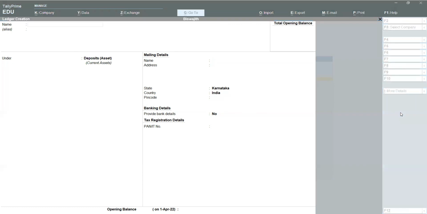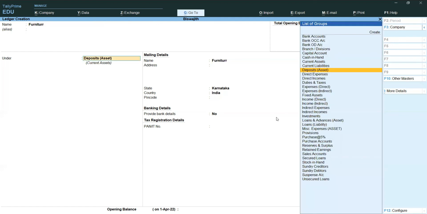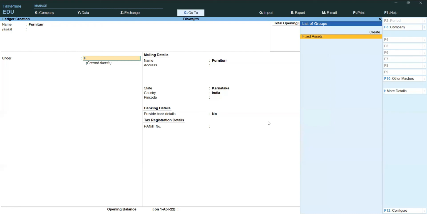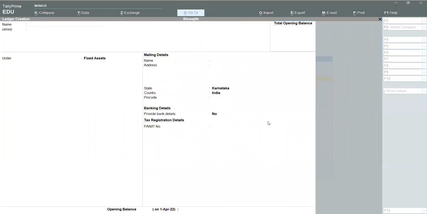Next example, we have purchased office furniture by cash. Office furniture we are purchasing, so it comes under fixed asset. Office furniture comes under fixed asset, a long term asset. This is fixed asset. Enter, save it.